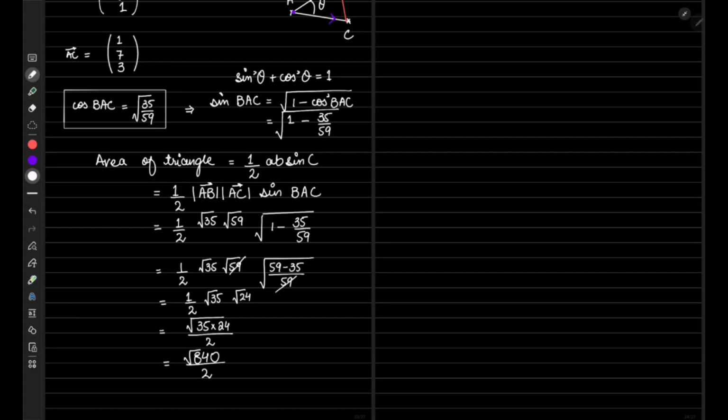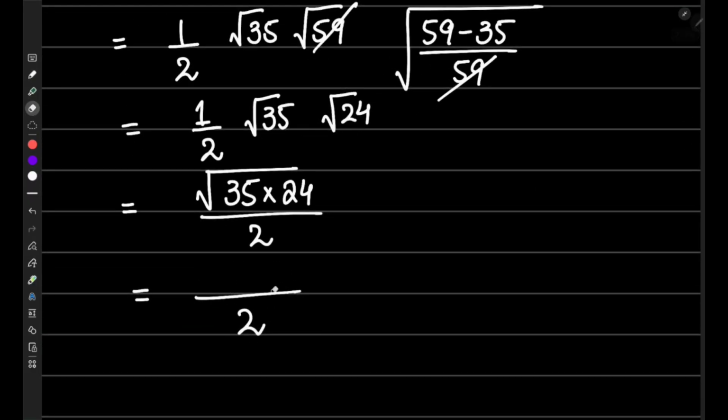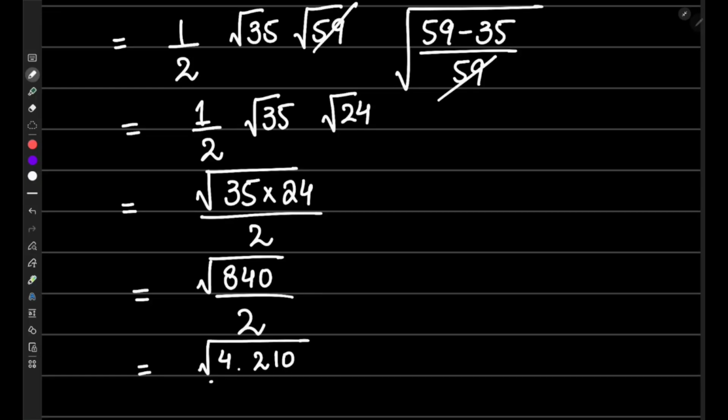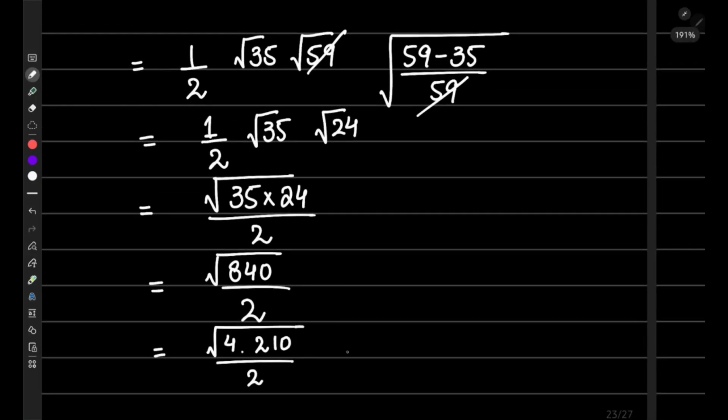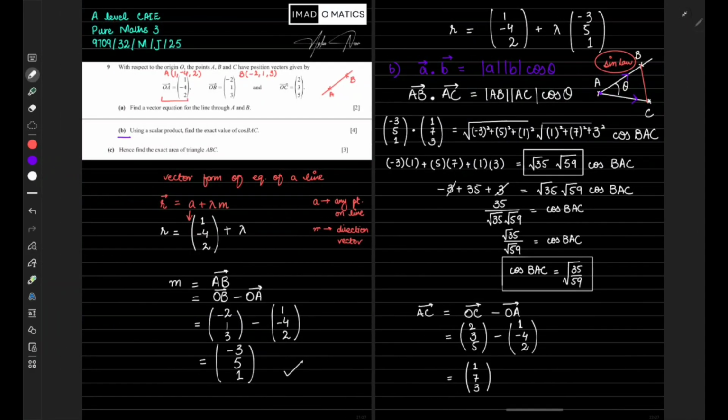Solve it further. How can we simplify it further? If we just take 4 out of this 840, so that it gets cancelled with this 2, it will turn out to be 4 times 210, because we are just taking the complete square out. So this will become 2 root 210, and that gives you root 210. So this is your whole working for the area of the triangle.